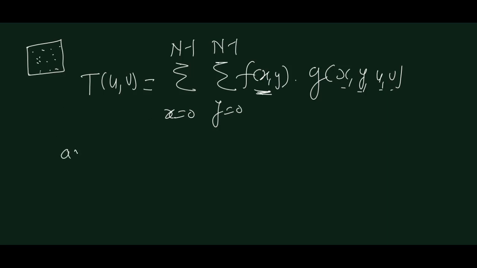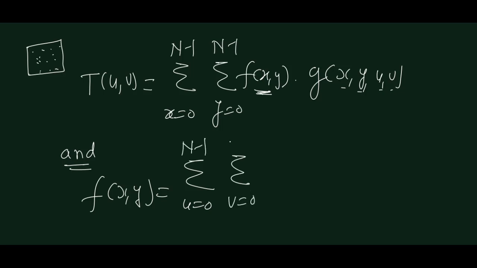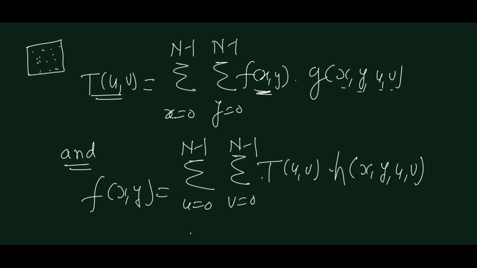For the inverse transformation, we can also very easily write it now. F of x comma y equals summation u equal to 0 to n minus 1, summation v equal to 0 to n minus 1. Here, straightaway, for this inverse transformation you write t of u comma v and the kernel h of x y u v. You got it. So for the two-dimensional signal, the transformation and inverse transformation can very easily be written.